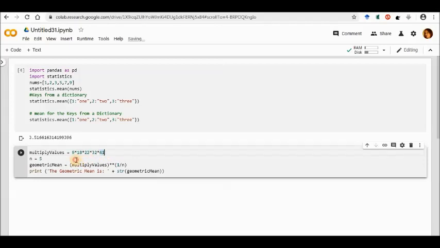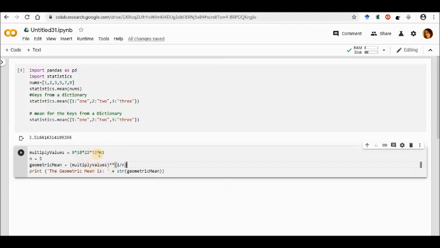Now here you will see that I have changed the numbers instead of the standard numbers that were given to me. So multiply values equals 9 into 18 into 22 into 32 into 41. So what am I doing here? Let us understand this. This is a very interesting thing to understand. When I say multiply values, it means the multiplication of all the values that are present in my data set.